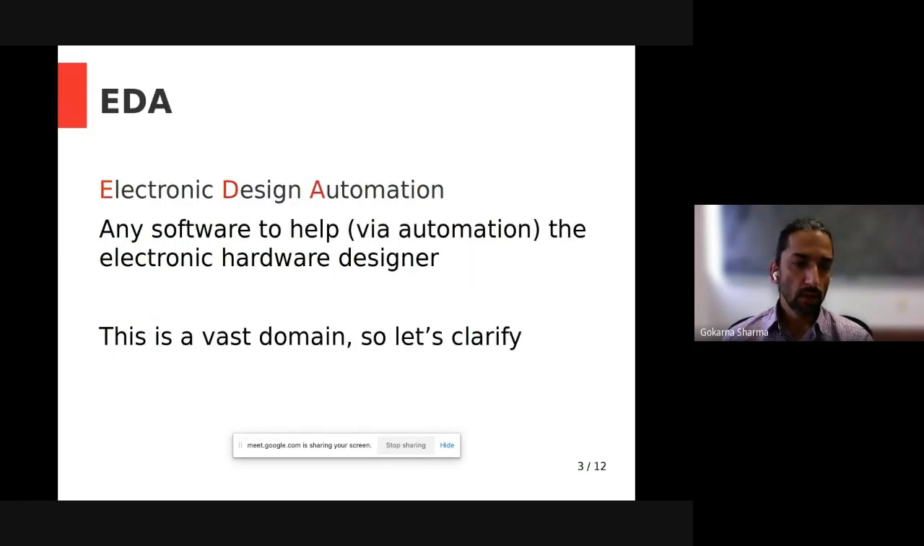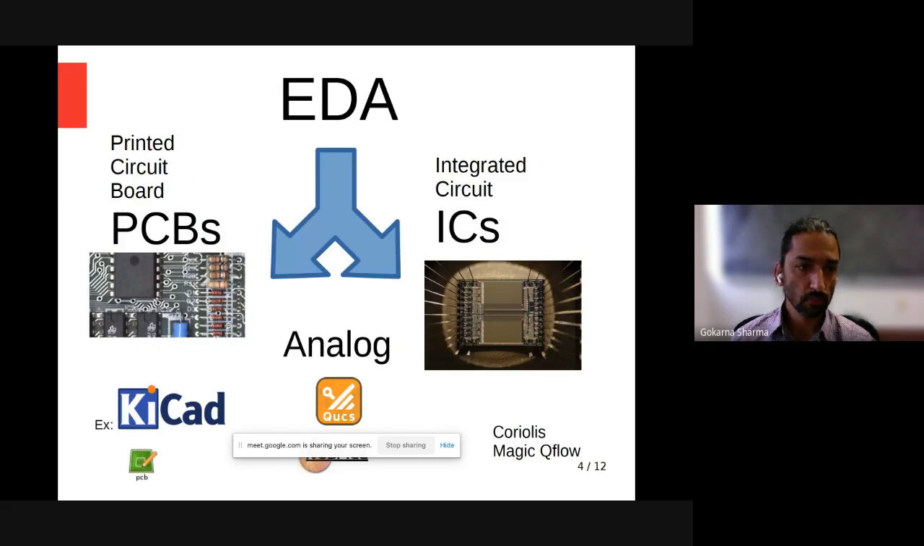Okay, so what is electronic design automation? Any software that helps, by automation, the electronic hardware designer. Any software that helps the hardware designer is EDA, electronic design automation software. This is a vast domain, so let's clarify a little bit. This is what it does. You have EDA, the electronic design automation software, and in this software, you implement the kind of circuit that you want to build.